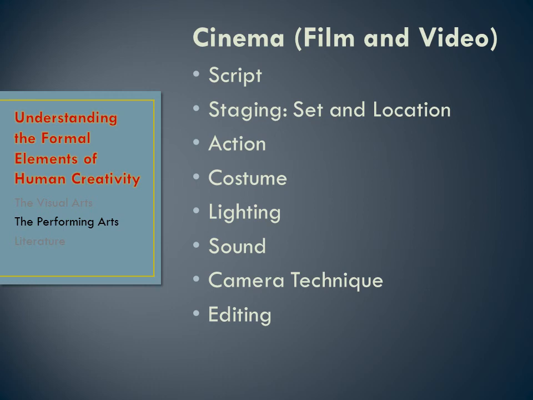Now, when you're talking about cinema, like with theater, you begin with talking about a script, the writing, the words that actors are saying, the way that it's written, the quality of it. Does it make sense? You also talk about staging. Where does the story take place? What does the set look like? Is everything taking place indoors on just one specific set?